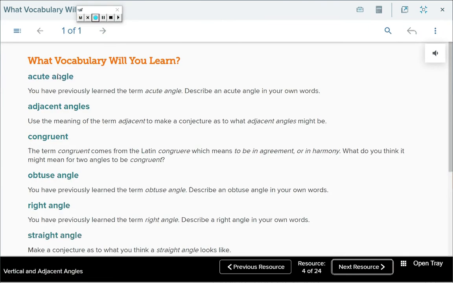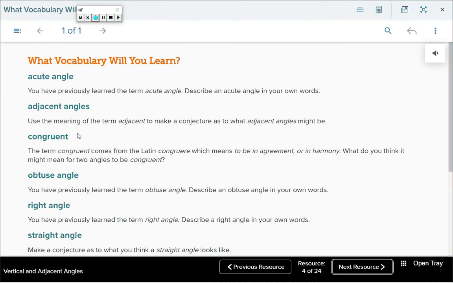So some of the vocabulary we're going to learn about today. An acute angle, everybody knows what an acute angle is, right? An acute angle is less than 90 degrees, greater than 1 degree. So if I had, for example, a 53-degree angle, that would be considered acute. Adjacent means two or more angles that share a side. So if I had an angle here and another angle right here, they share a side. They're right next to each other. Adjacent is basically what that means.